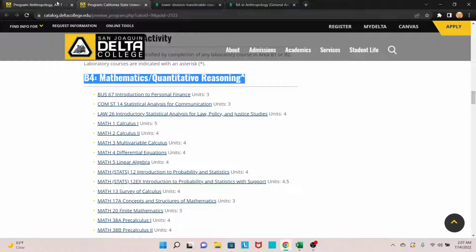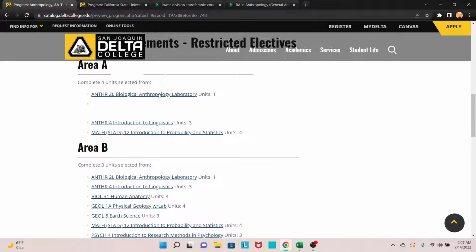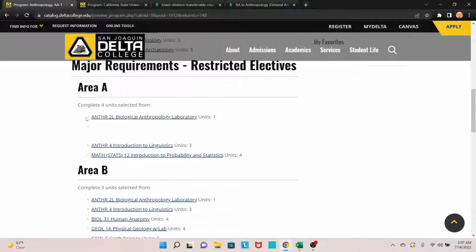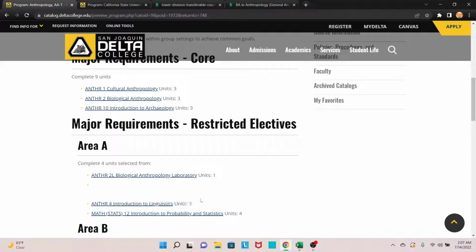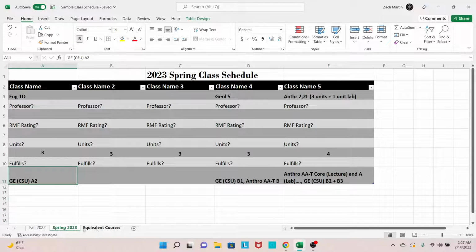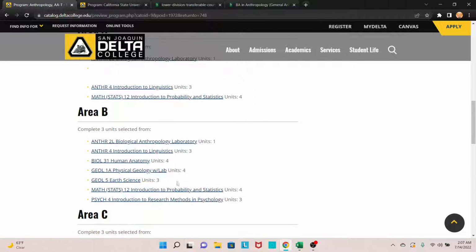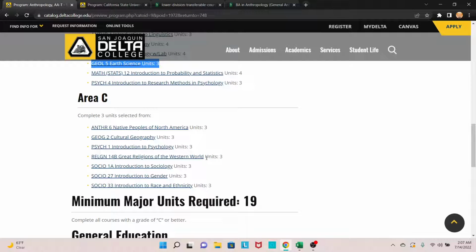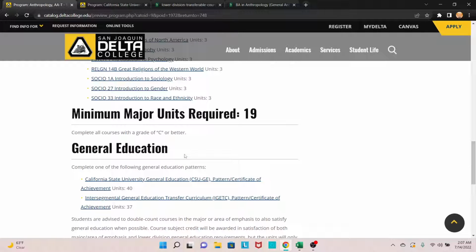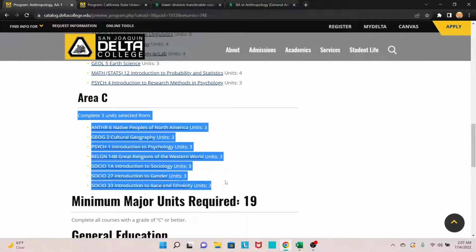If we look through the program, it wants 4 units selected from here. But then I believe we would be taking the lab, which would count, and we are taking linguistics, Anthro 4. So section A would be complete for the major. Section B, we would be taking Geology 5, so section B would be complete. And then for area C, it looks like we need to take one of these classes here, and then this entire degree would be finished just like that.